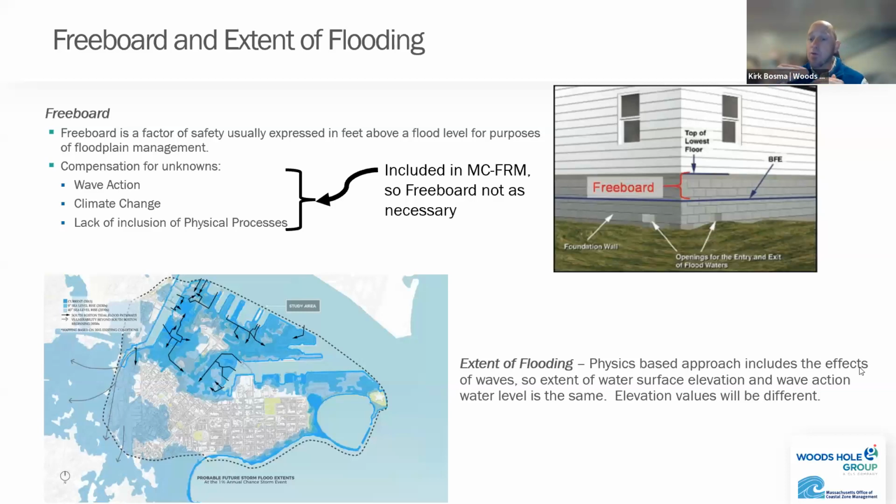So it goes back to that whole confusion over wave height versus wave crest. It's not that the extent all of a sudden gets larger because we include waves. We're just telling you what the wave crest is on top of that. And if you go all the way inland, right, the waves go to zero essentially at that point. And so the extent is really the same.